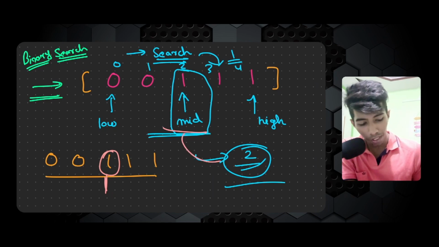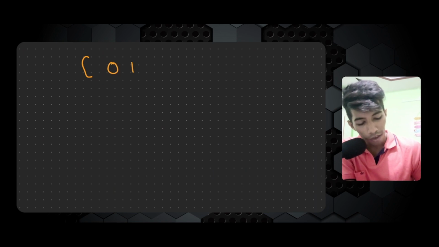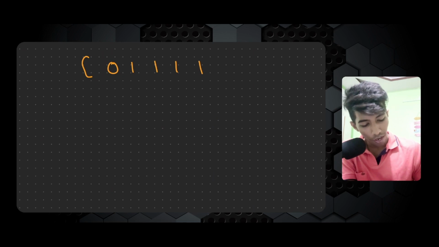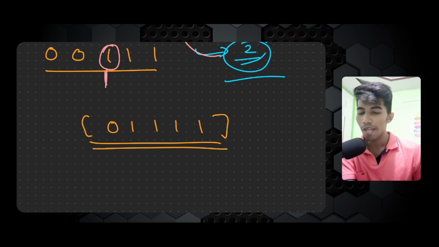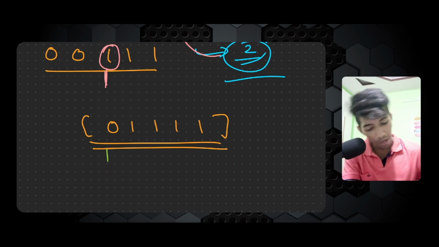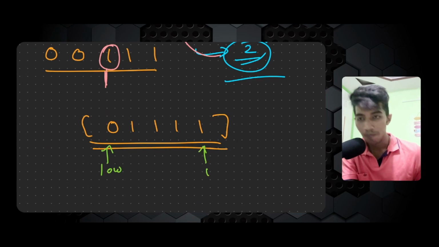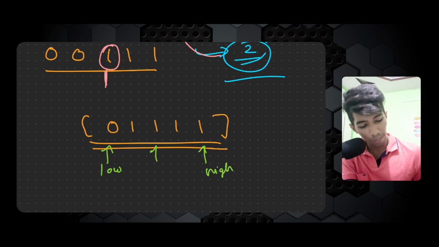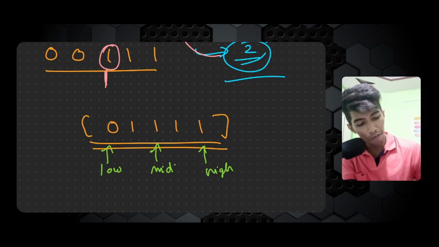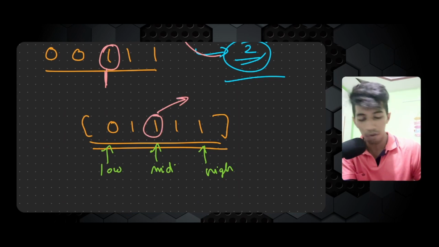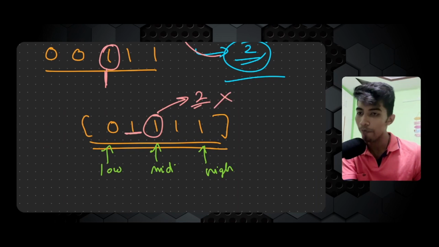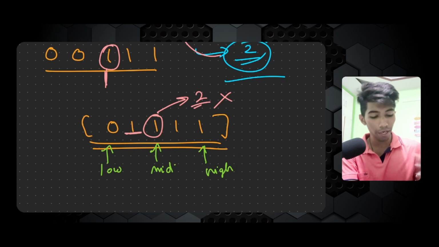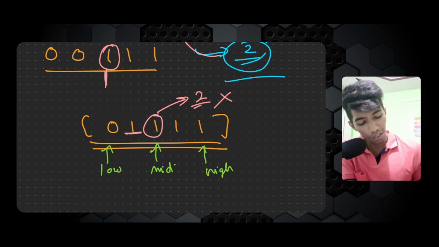But let me think of a case where it is written like this. Here, how will you do it? You know that my low is here and my high is here. It means that my mid will be here. If I check for 1 here, it will return 2, but that is not correct because 1 is also there before it. So I have to find the first time 1 appeared in this array. My first is here.